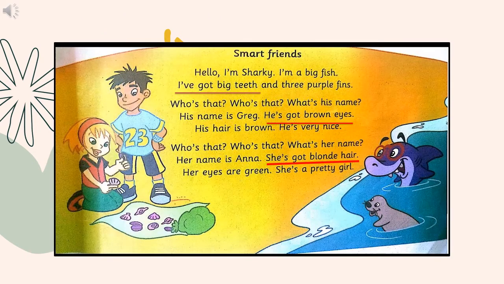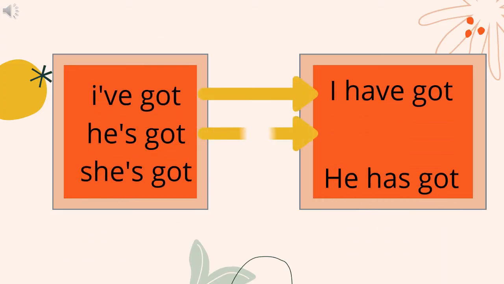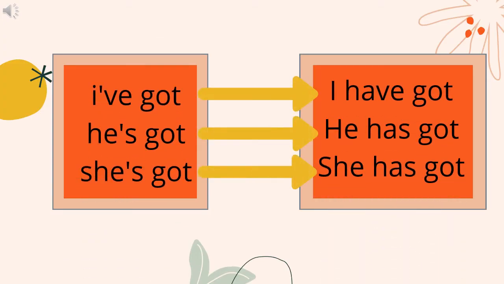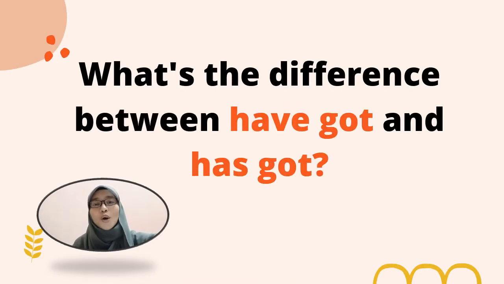Did you notice in the lyrics, I've got, he's got, she's got, what are they? I've got stands for I have got. He's got stands for he has got. She's got stands for she has got. But what is the difference between have got and has got?